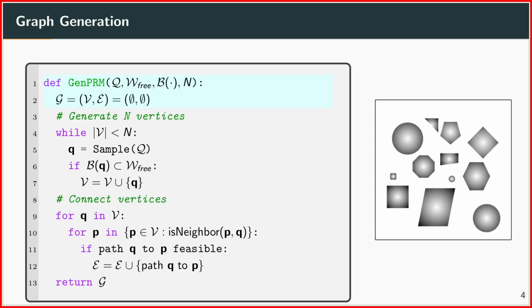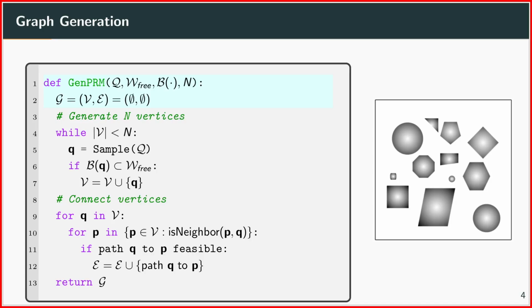So this is the pseudocode of this probabilistic roadmap. As input, you get a configuration space, you get a free workspace, you get this B function, which is the function which maps a configuration of the robot into the workspace, and you have a number n, which is the number of random configurations you want to sample.